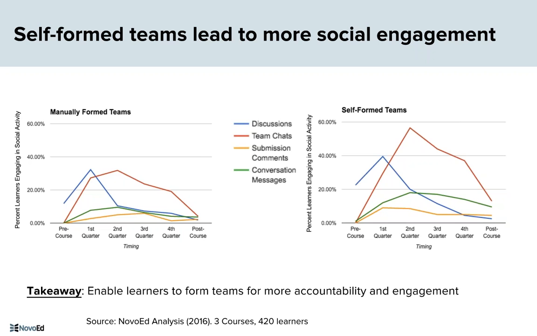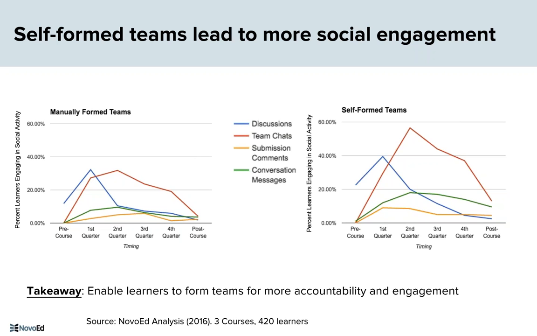If you're a team lead and you have to start a team, you're going to have much more responsibility to that team. If you're someone trying to join a team, you're much more accountable to your team members if you had to put yourself on the line and request to be part of a team. The interesting thing about this too is it's not just team chats, but other social activity things as well also increase. And so we definitely do recommend, when possible, using learner self-formed teams, which increases accountability and engagement.